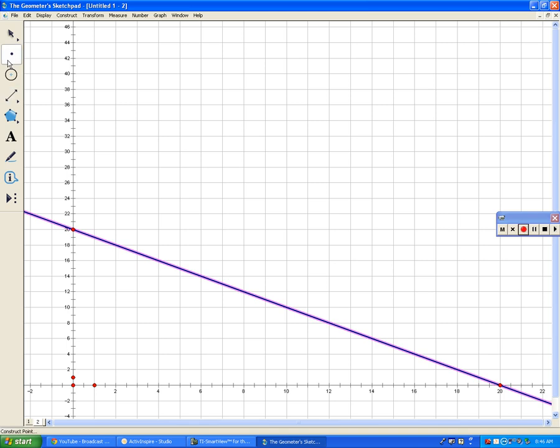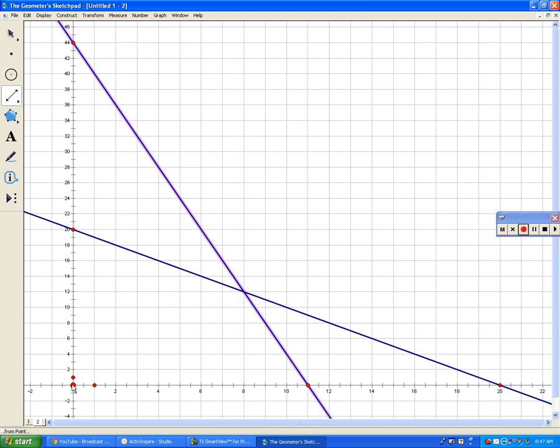Then it says 200x plus 50y is less than or equal to 2,200. So that crosses the x-axis at what? 11. And the y-axis at what? 44 even? So that's that line.